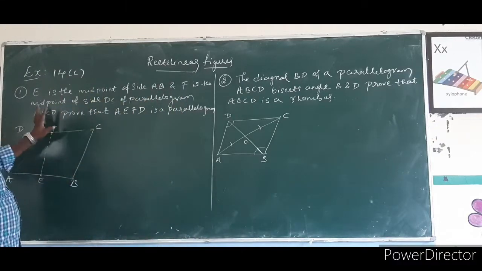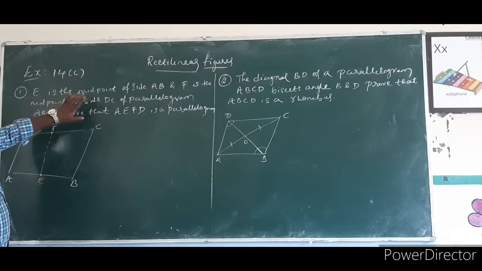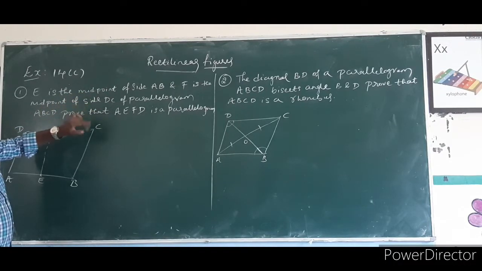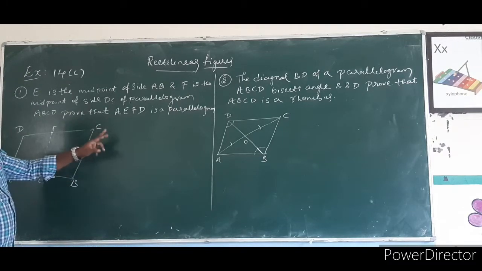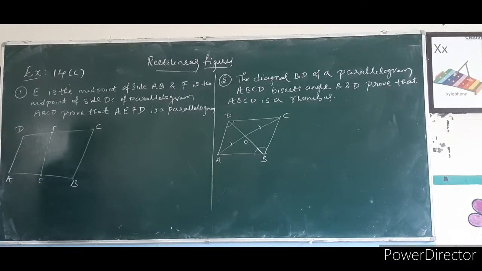In that, the first problem is: E is the midpoint of side AB, F is the midpoint of side DC of a parallelogram ABCD. Prove that AEFD is a parallelogram. Look at the diagram. ABCD is a parallelogram.